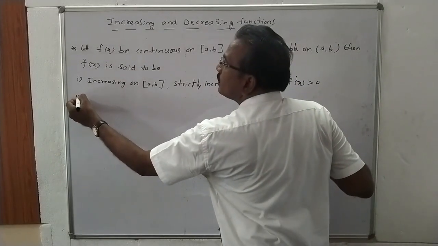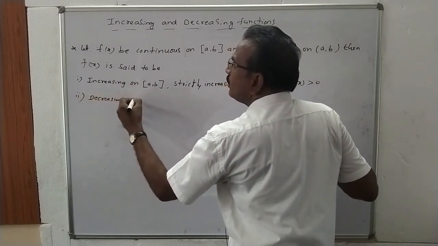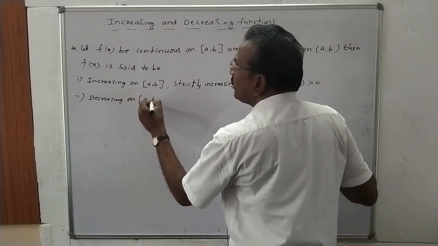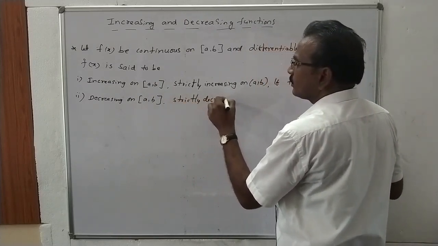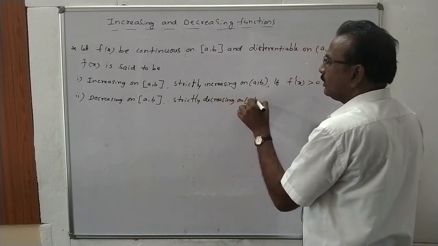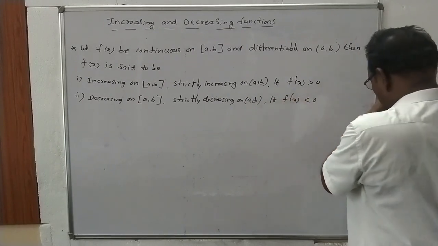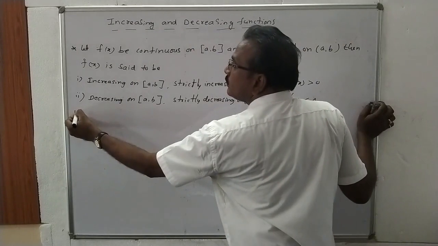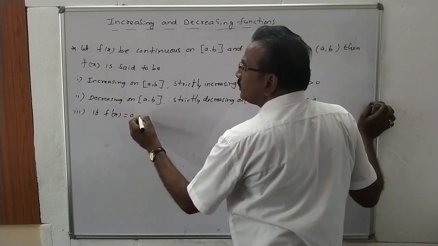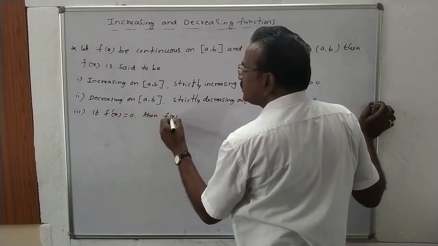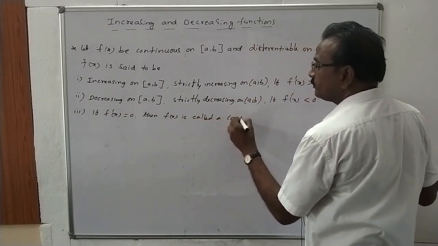Next, decreasing on the closed interval a comma b, strictly decreasing on the open interval a comma b if f dash x is less than 0. Third point is, if f dash x is equal to 0, then f of x is called a constant function.